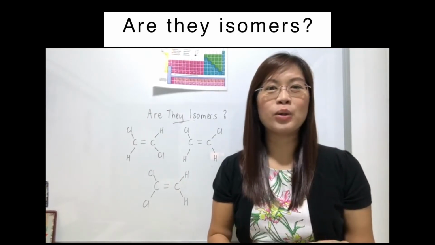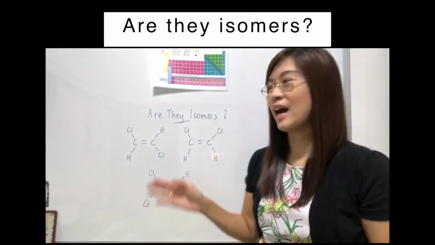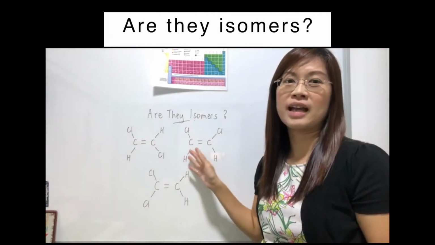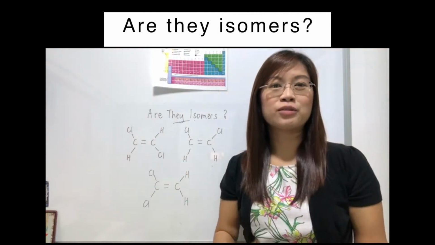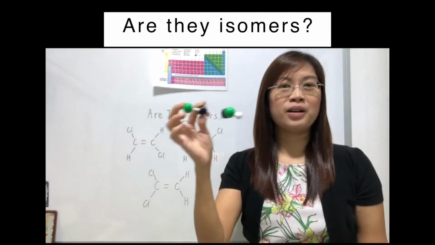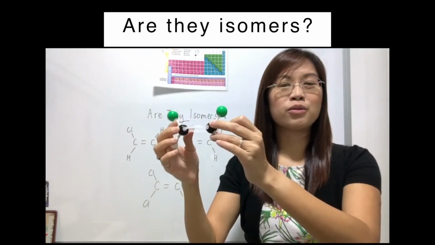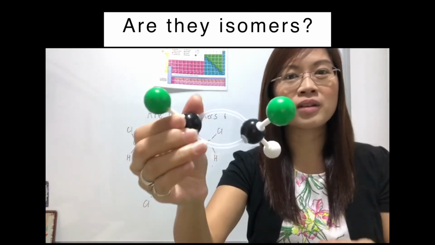Now in this second video on isomerism, I would like to share with you about this compound, dichloroethene, and these structural formulas that I've drawn on the board. Are they isomers? Alright, so here with me again is the ball and stick diagram of the dichloroethene.